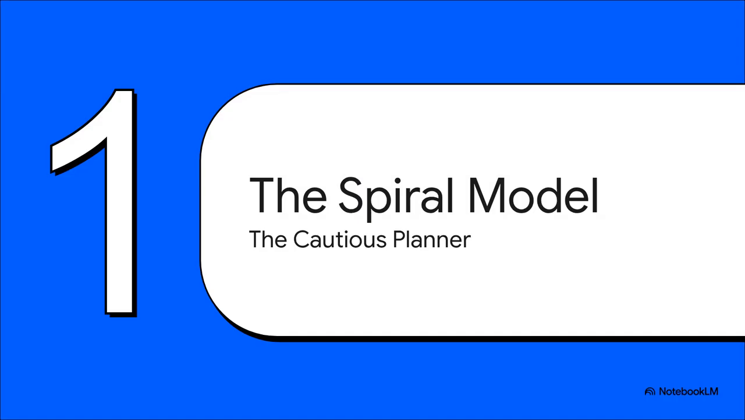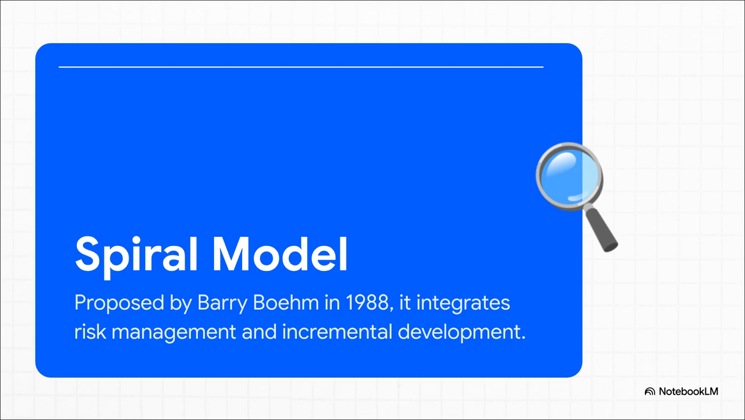Okay, first up, let's talk about the spiral model. If these models were people, this one would be the cautious planner. You know, the one who looks before they leap and then looks again, just in case. So what is it? Well, it was created way back in 1988 by a guy named Barry Boehm.